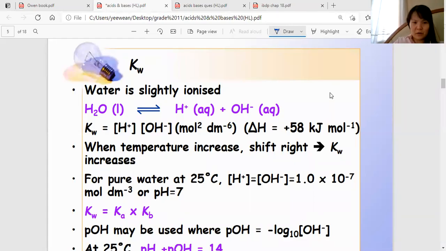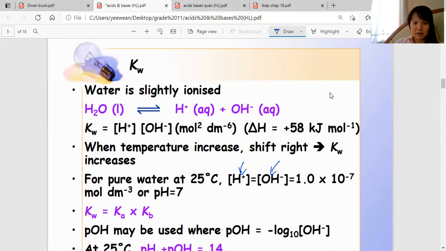Next is a revision on Kw, but there is some new information here with respect to Ka and Kb. So Kw, as you remember from SL, is a constant for pure water. At 25 degrees Celsius, Kw is 1 times 10 to the power of negative 14, because H plus is 1 times 10 to the power of negative 7, and OH minus is also the same thing, 1 times 10 to the power of negative 7.